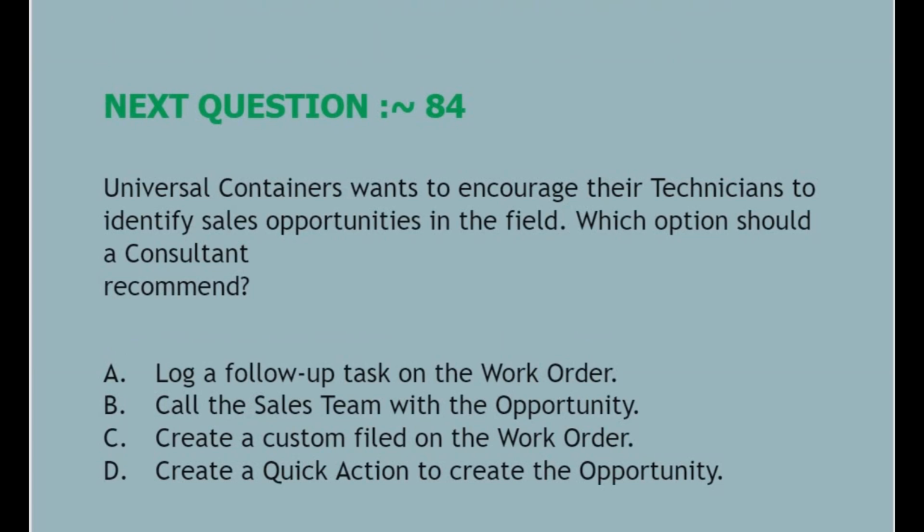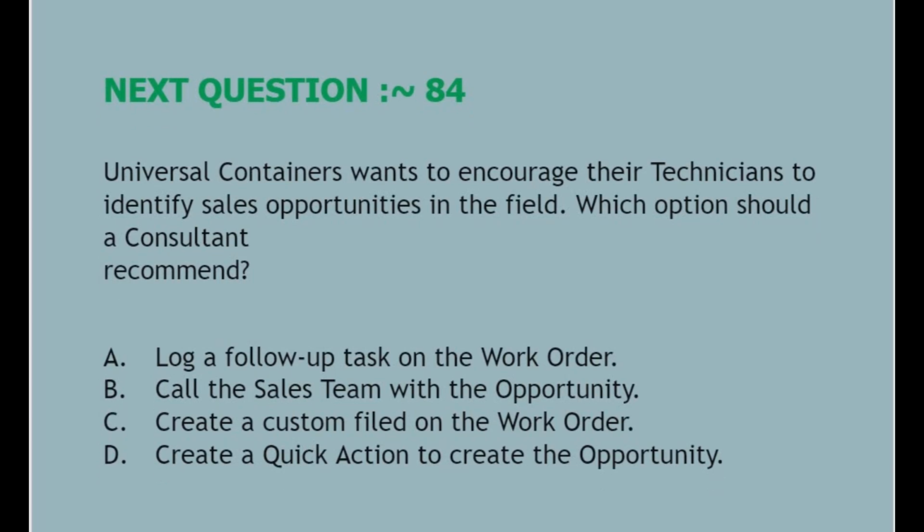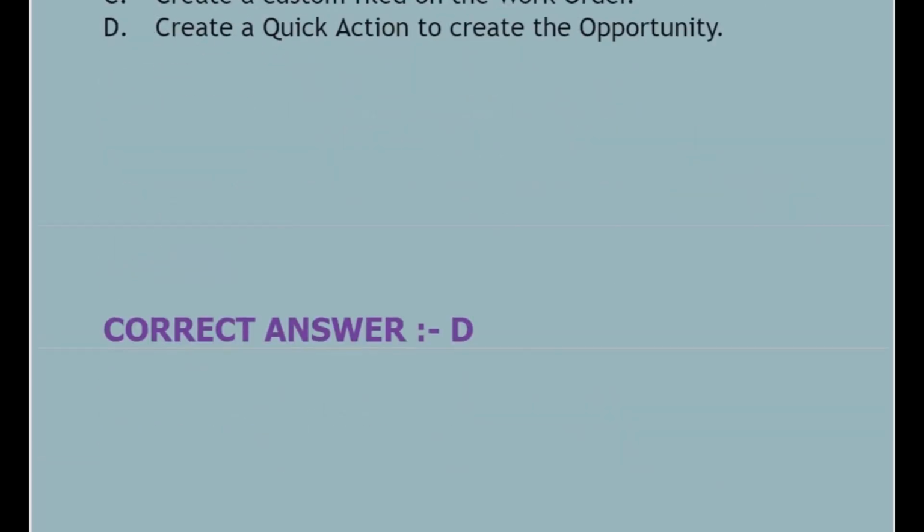Option A, log a follow-up task on the work order. Option B, call the sales team with the opportunity. Option C, create a custom field on the work order. Option D, create a quick action to create the opportunity. Correct answer is option D.